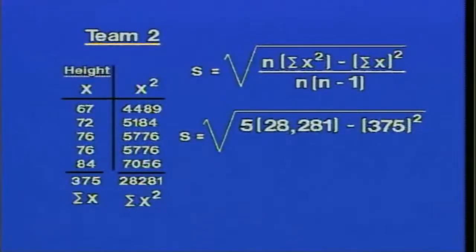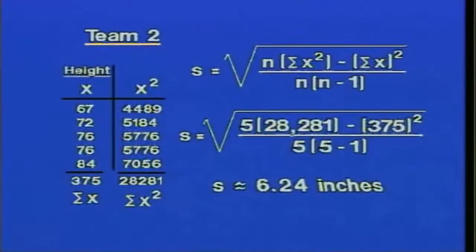28,281. Sum of x is 375, and that number is to be squared. And then in the denominator, it's just 5 times 5 minus 1. Once again, it's just a matter of using the calculator properly, and we find our standard deviation to be approximately 6.24 inches for the heights of the basketball players on Team 2.